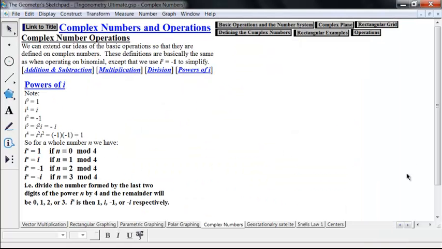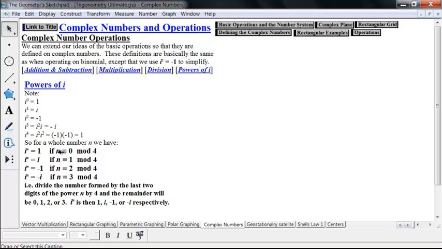So, bottom line, all you have to do is take the power, divide by 4, and look at the remainder, which is either 0, 1, 2, or 3. If the remainder is 0 when you divide by 4, then you get 1 for i to that power. If the remainder is 1 when you divide by 4, you get i. If the remainder is 2 when you divide by 4, you get negative 1. And when you divide by 4 and get a remainder of 3, then it turns out to be minus i.